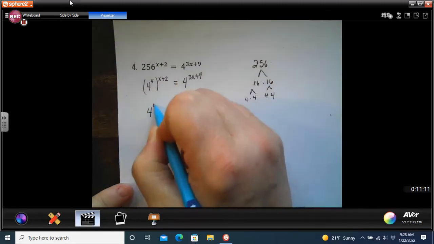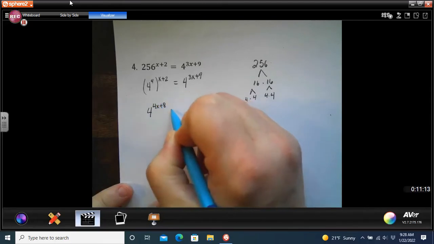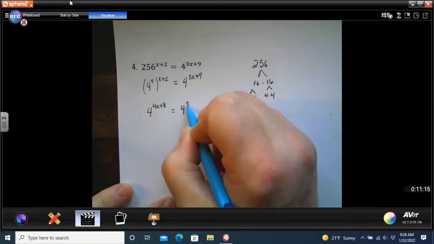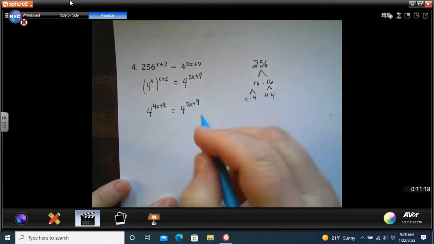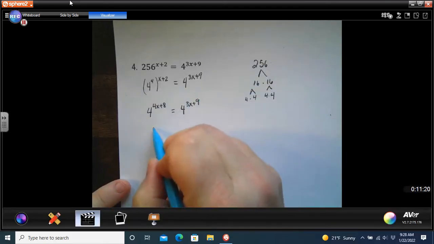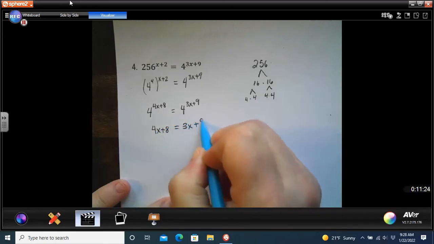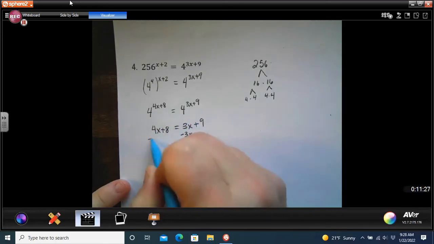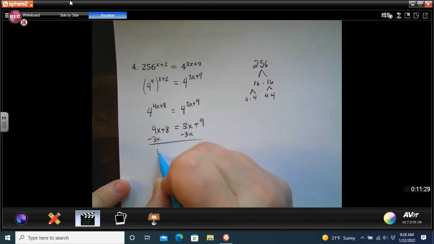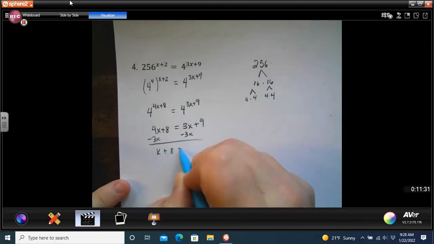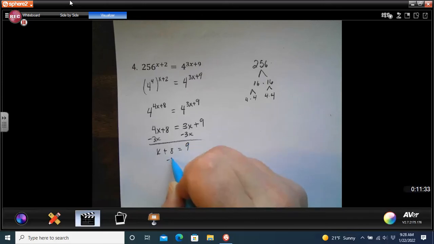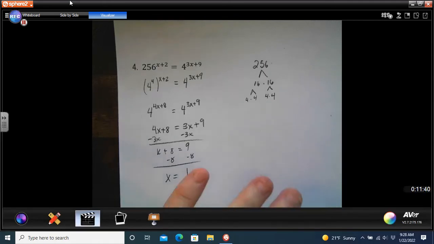So now on this side I would multiply those exponents. So 4 to the 4x plus 8 equals 4 to the 3x plus 9. And set the exponents equal to each other now. 4x plus 8 equals 3x plus 9. Subtract 3x from both sides, and I get that x plus 8 equals 9. Subtract 8 from both sides, x equals 1.